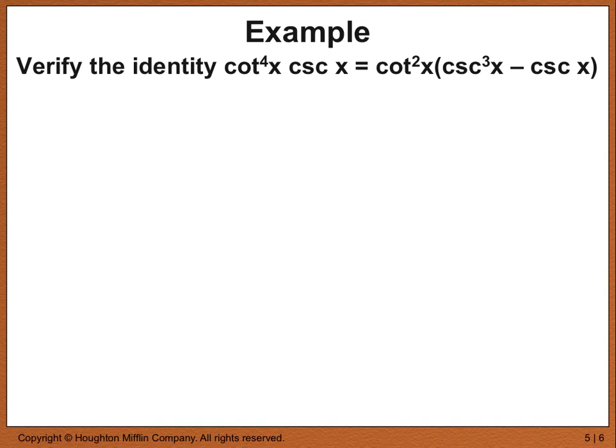You want to try to isolate the left side and manipulate it until you end up with something that resembles the right side. So the first step then is to break up cotangent x to the fourth power into cotangent squared x times cotangent squared x, since it's the same thing. Alright, so at this point you should pause the video, try to do the rest on your own, and then resume when you have an answer.